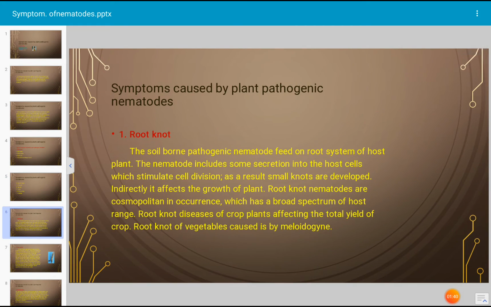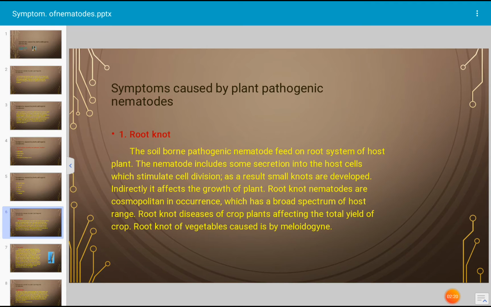Root knot is a type of symptom which is caused by a nematode. What is root knot? In this case, the soil-borne pathogenic nematodes feed on the root system of the host plant. The nematode injects some secretion into the host cells which stimulates cell division. As a result, a small knot-like structure is developed and indirectly it affects the growth of the plant. Root knot nematodes are cosmopolitan in occurrence and have a broad spectrum of host range. Root knot diseases of crop plants affect the total yield of the crop.